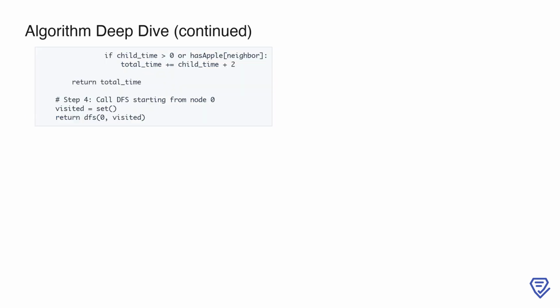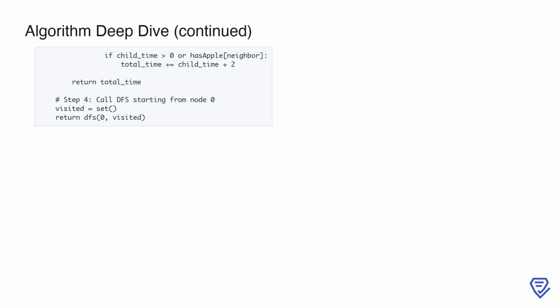Within the DFS function, after processing a child node subtree, we check if the subtree contains apples. If the time returned by the child's DFS call is greater than 0, or if the child node itself contains an apple, we add the time spent on the child's subtree plus 2 units for the round trip. This way, only useful edges leading to apples are included in the total time. Once all child nodes are processed, the function returns the total time spent on the current subtree to its parent call. Finally, we initiate the DFS traversal from the root node, node 0, passing in an empty visited set. The function returns the minimum time required to collect all apples.